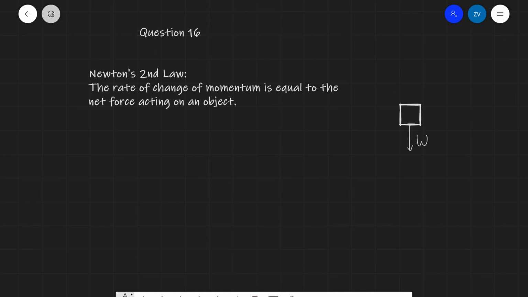Question 16. This question is all about Newton's second law, which remember states that the rate of change of momentum is equal to the net force acting on an object. Therefore, if an object is free falling and the only force acting on it is the weight, the rate of change of momentum will be equal to the weight of that object. Therefore, the correct answer is D.